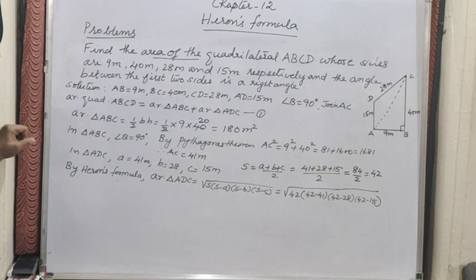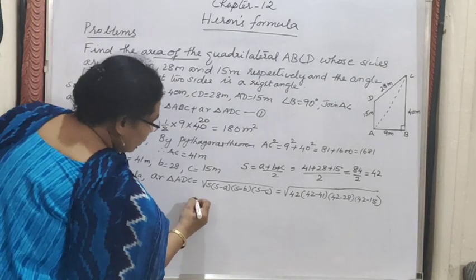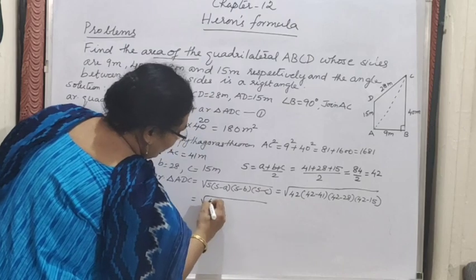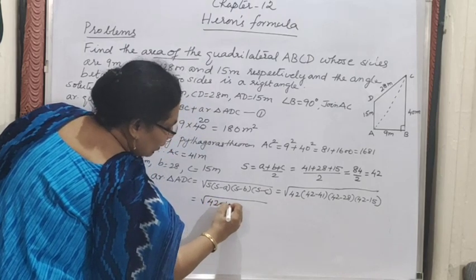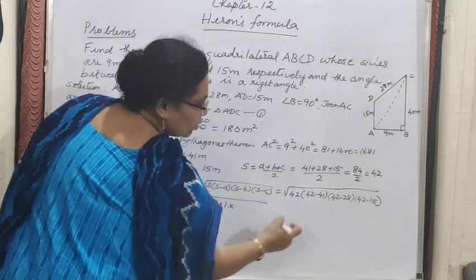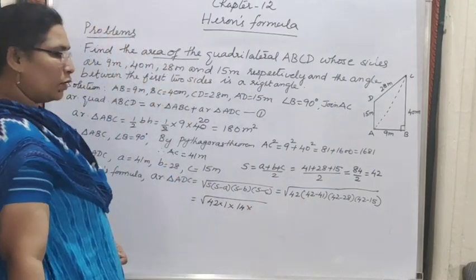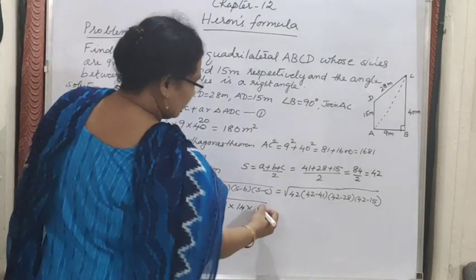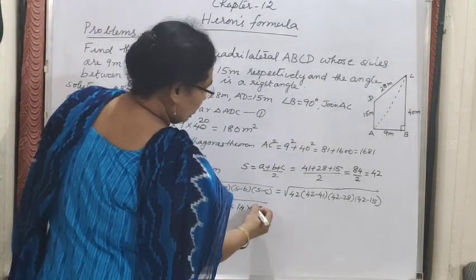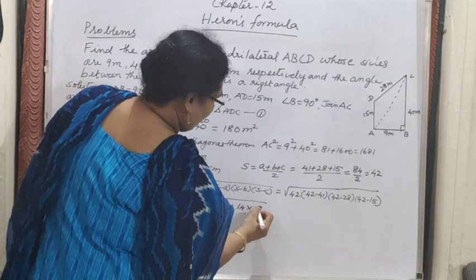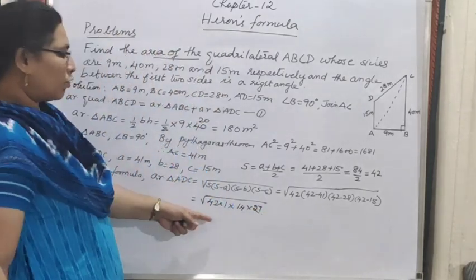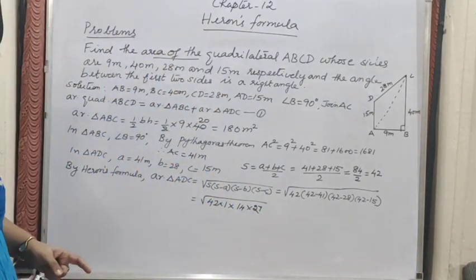So what have we done? 42 into 42 minus 41 into 42 minus 28 into 42 minus 15. It is equal to root of 42 into 1, 42 minus 28, it is 14. Again 42 minus 15, it is 27, right? Okay, 27 only. So 42 into 1 into 14 into 27.